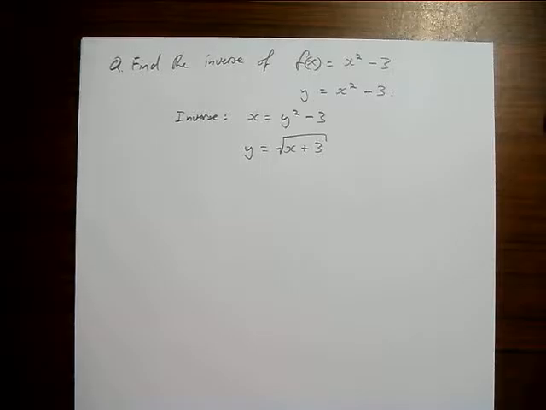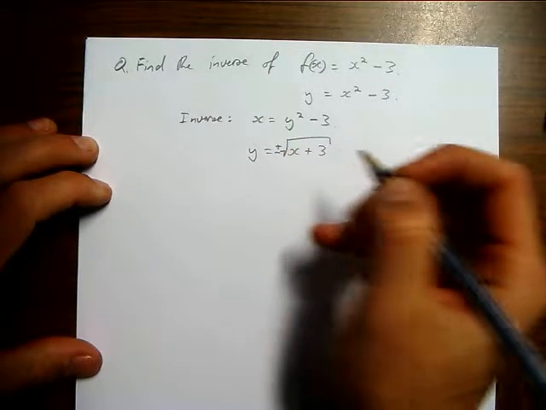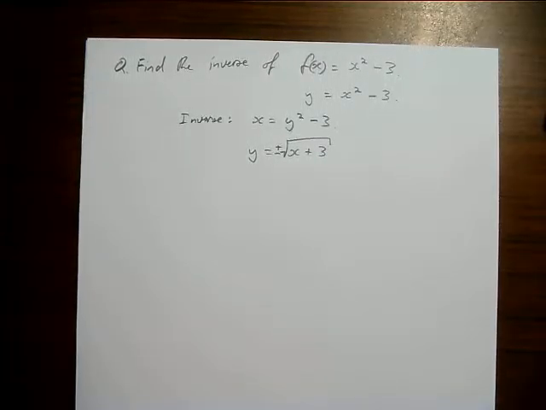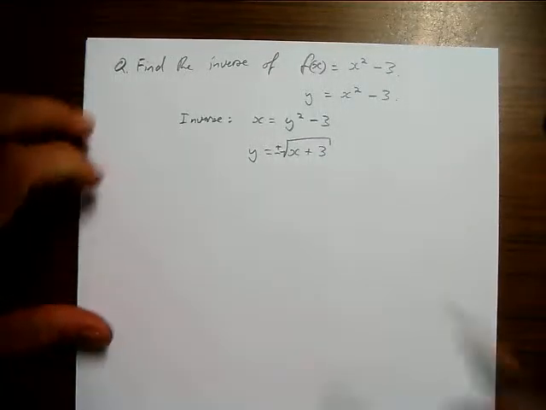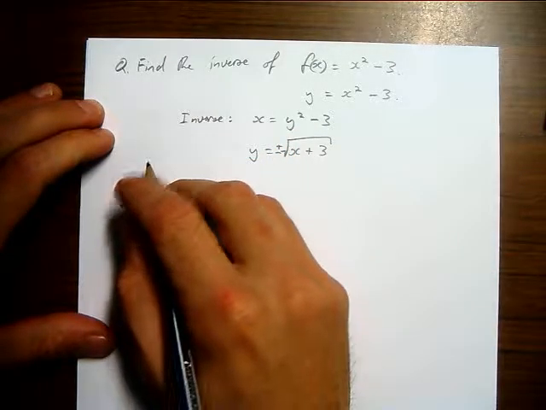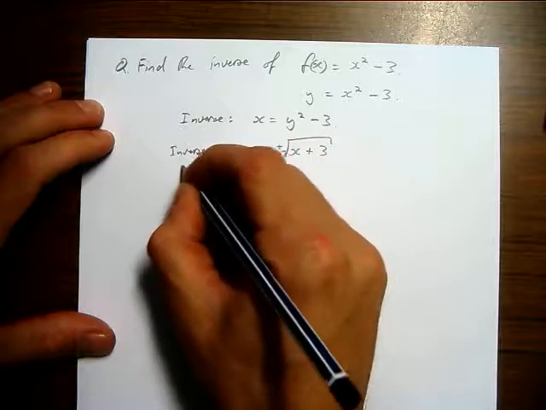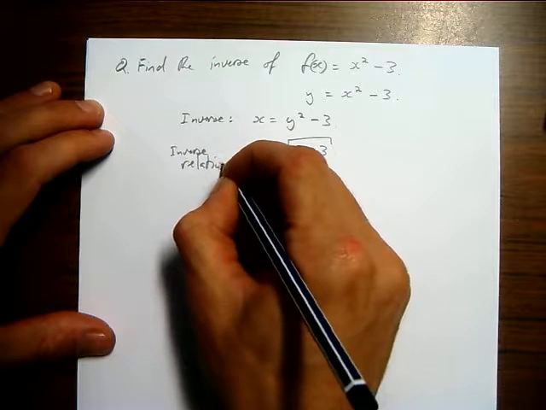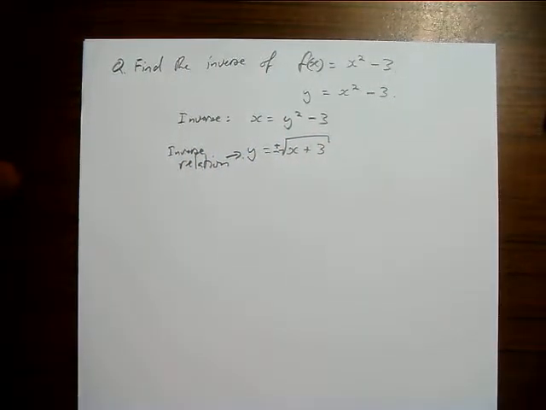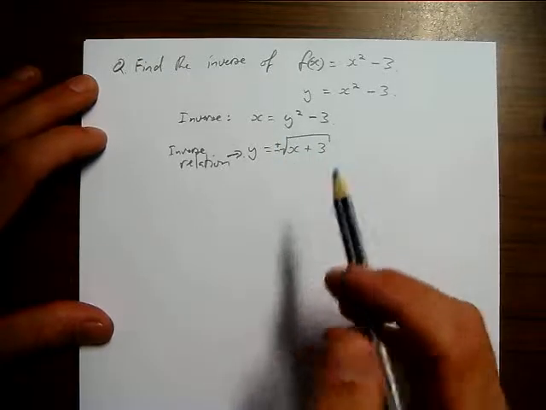Now what do I need to remember when I take the square root? I've got the plus minus there, so I've got 2 values. So is that actually a function? No, that's not a function. So the inverse relation is y equals plus minus the square root of x plus 3. Did I say that right? That's the inverse relationship there, but it's not a function.